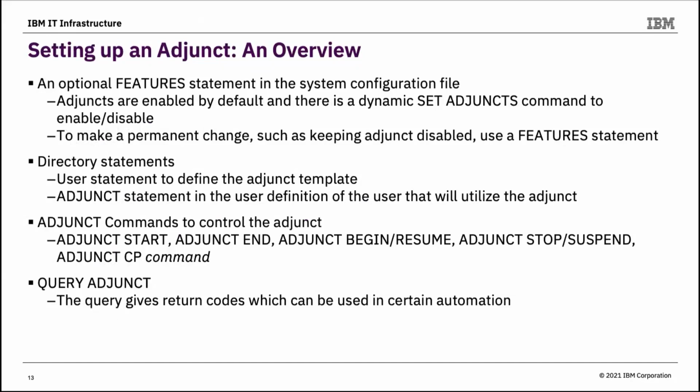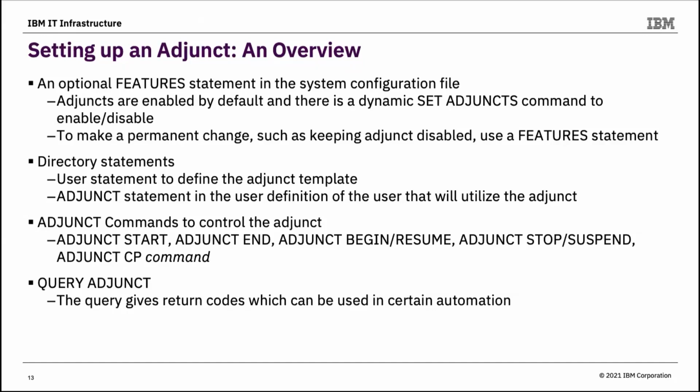In the system configuration file, the adjunct features statement is actually enabled by default. So if you'd like to make a permanent change to how your adjunct is enabled or disabled, you'll want to go into your directory and update that feature statement. Or you could use a set adjuncts command, which would enable or disable the feature dynamically. But again, if you want to make a permanent change, please do update that feature statement.